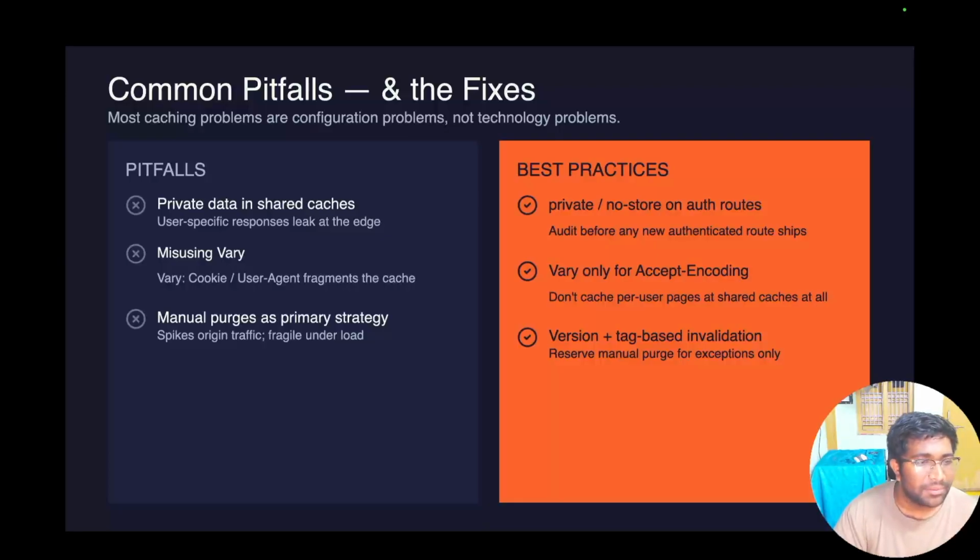Okay. Now let's come to manual purges. Manual purging spikes your origin and breaks under load. Use content versioning and cache tags for 99% of the cases. Manual purge should be your last resort, not the default plan. Okay. Takeaway: private or no store on auth routes, Vary on only Accept-Encoding, and version plus tag based invalidation. Nail these and you will avoid 90% of the caching incidents.